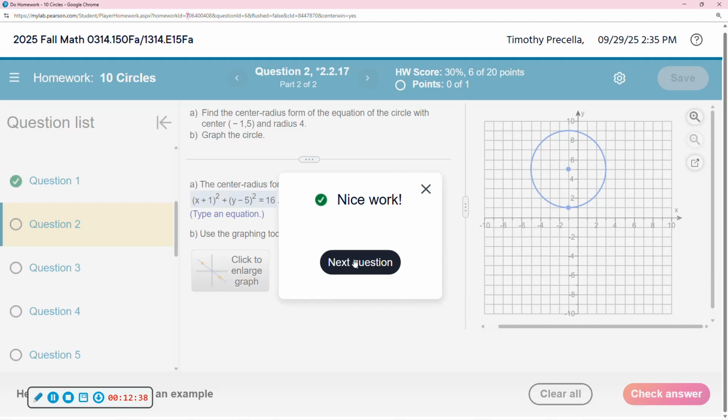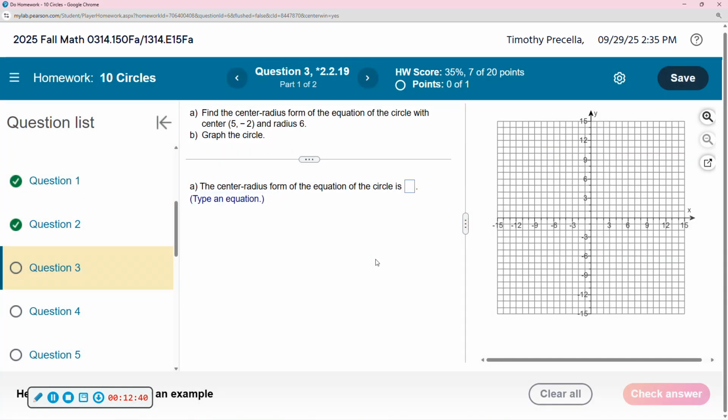Number 3. Oh my goodness. Oh, it's the same type of problem, isn't it? Okay. In this case, the center is located at the point 5, negative 2, and the radius is 6. 5, negative 2, radius of 6.